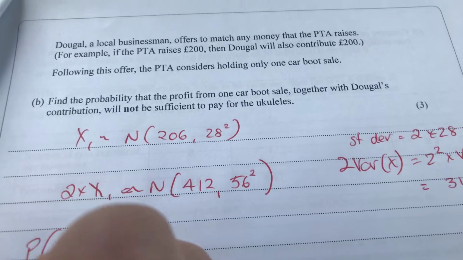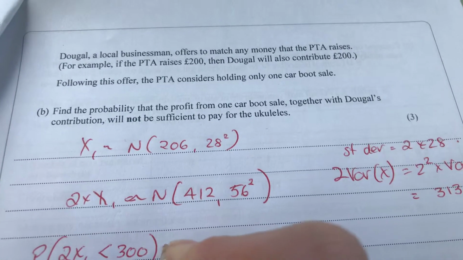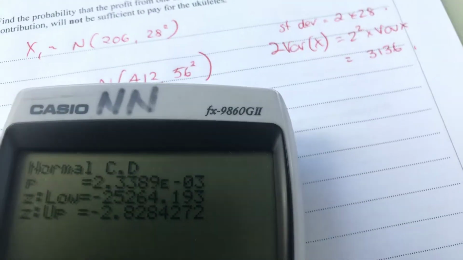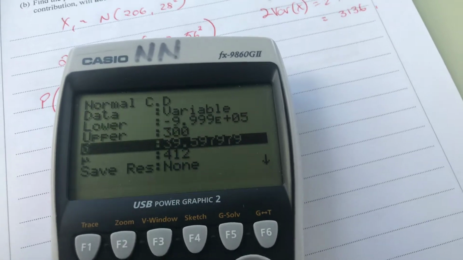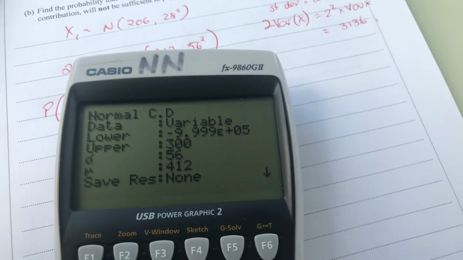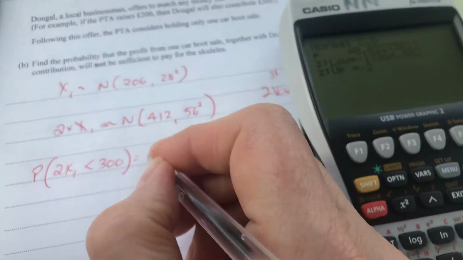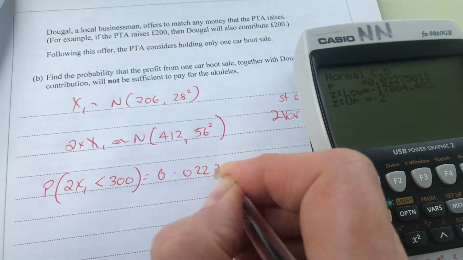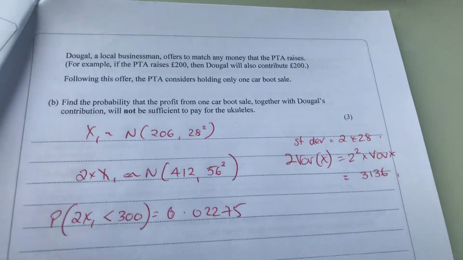Okay, same again. We want the probability that 2x1 is less than 300. So go to the calculator again. This time we've got the same thing, but with a different standard deviation of 56. And we've got a probability of 0.02275.